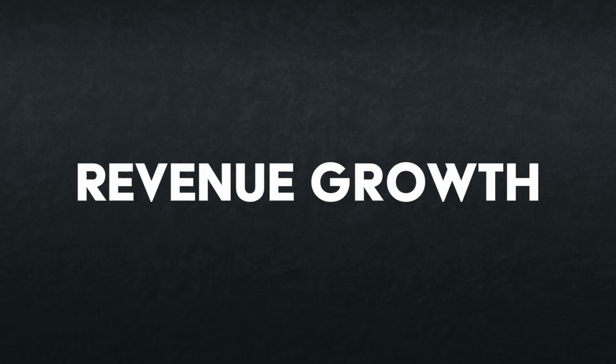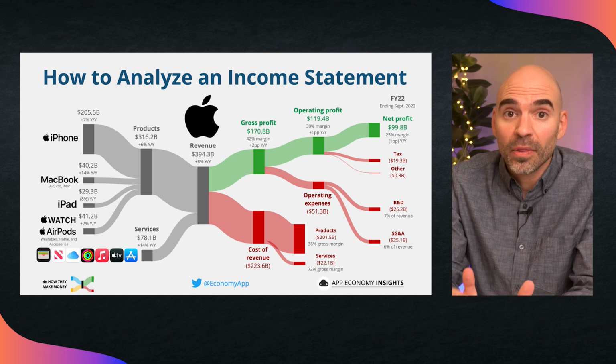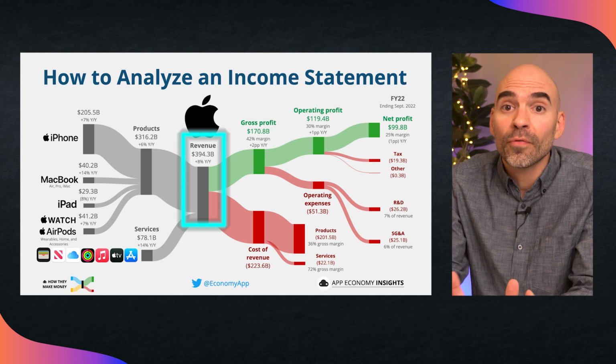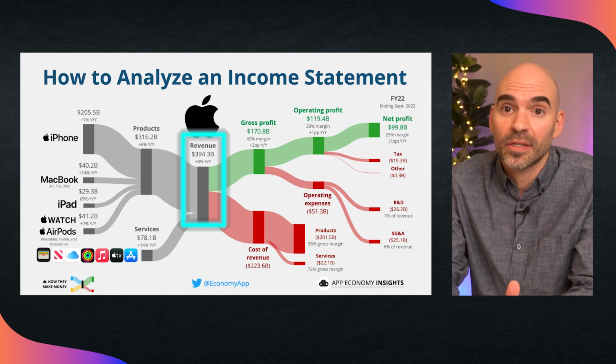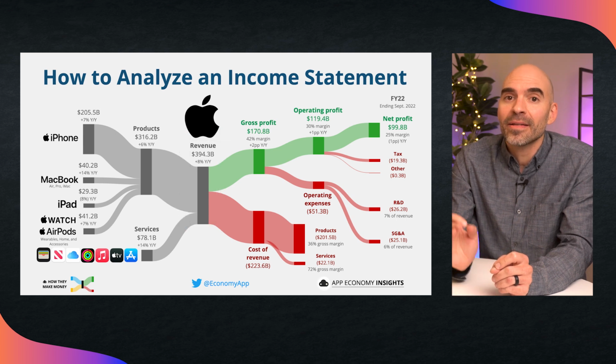The first number you want to pay attention to is the revenue growth. It compares the revenue to the previous period. For example, if we look at the gray bar in the center, overall revenue grew 8% year over year. It tells us about the growth profile of a business and its maturity.